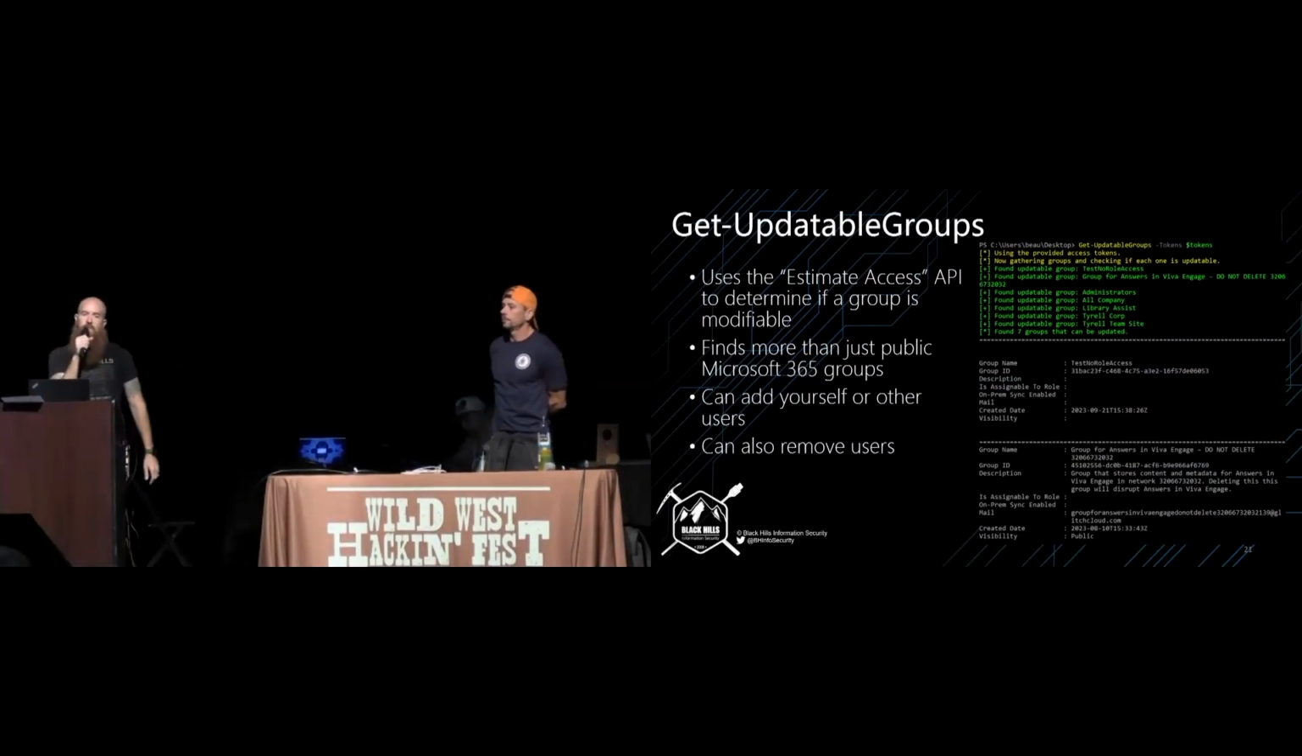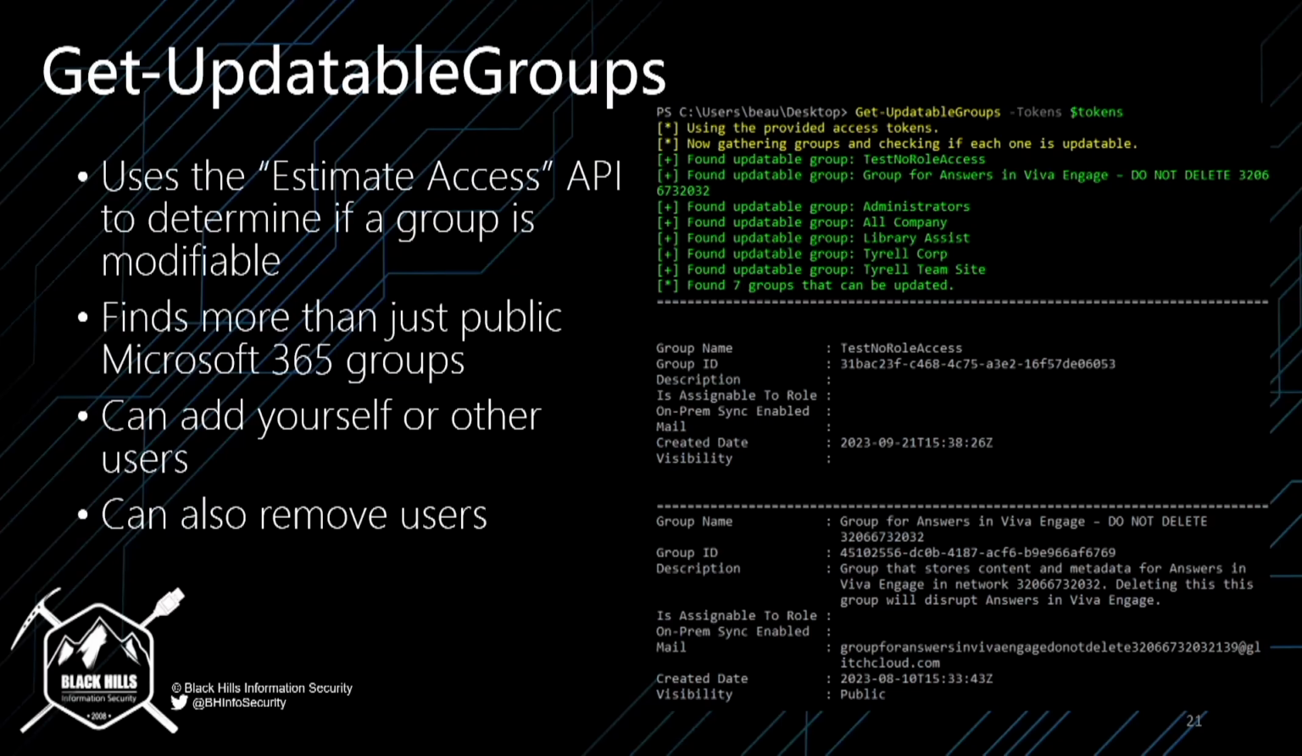All right, so the module in GraphRunner is called get-updatable groups. Again, this one uses the estimate access API. This is that undocumented one. So what's interesting about that is that in Teams or in SharePoint, if you log in, you can see those Microsoft 365 groups that have been made public. But what you don't see are the private ones where you have a configuration that has been made around your account specifically to have certain permissions on it.